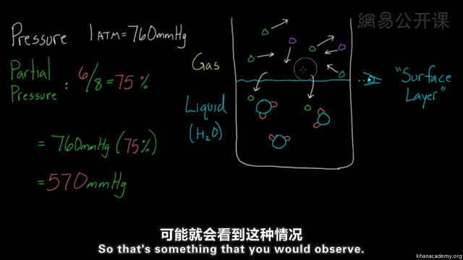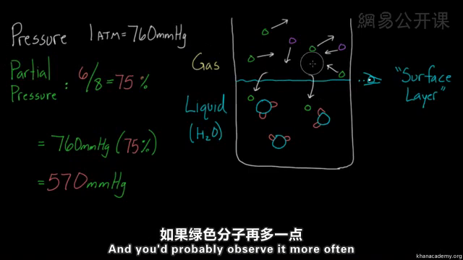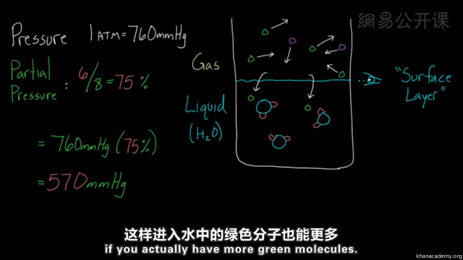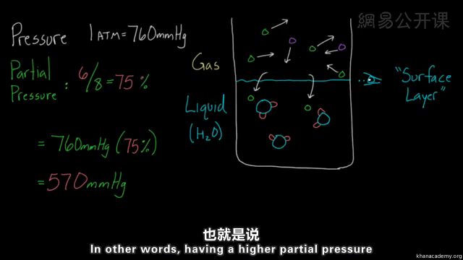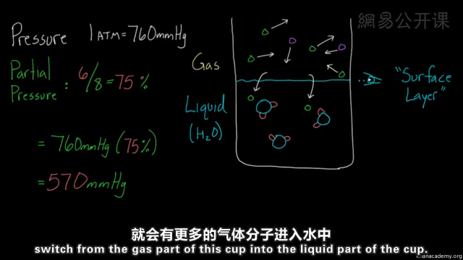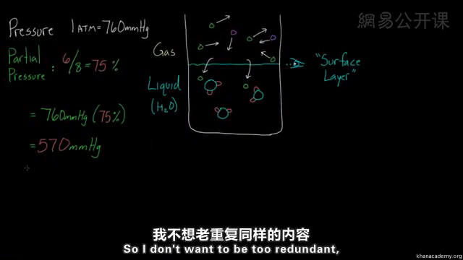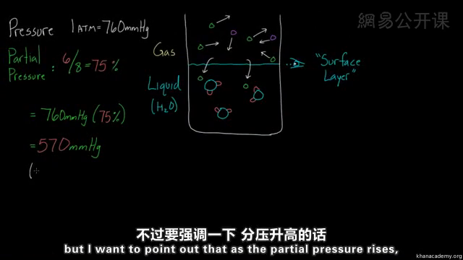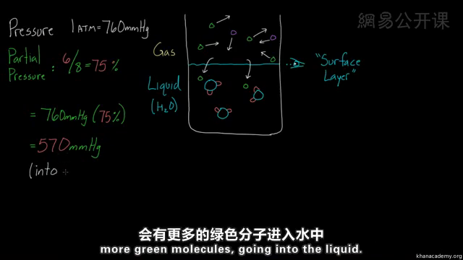So that's something that you would observe, and you'd probably observe it more often if you have more green molecules. In other words, having a higher partial pressure will cause more of the molecules to switch from the gas part of this cup into the liquid part of the cup. So I don't want to be too redundant, but I want to point out that as the partial pressure rises, we're going to have more green molecules going into the liquid.